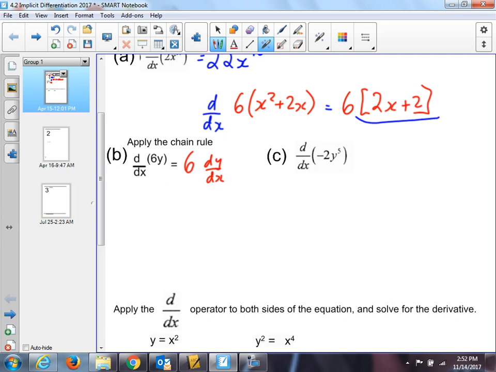Now this one, think about this. If I did the derivative, now the variables don't match. So this y to the 5 could be an expression with x's in it again. Do the same thing. You do the derivative, minus 2, okay, it's going to be minus 2. Now the y to the 5, think about this. It'd be times 5.